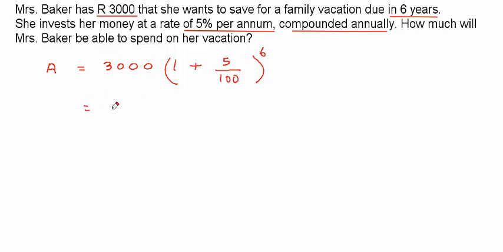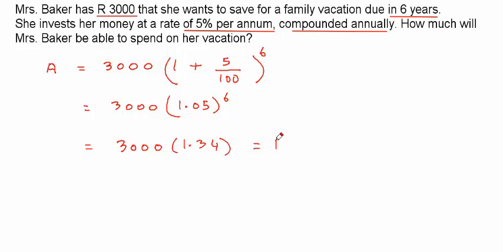So this is going to be equal to 3,000 times 1 plus 5 over 100, which is 0.05. 1 plus 0.05 is 1.05, raised to the 6th power, which is equal to 3,000 times 1.34, which is equal to 4,020.29 Rand.